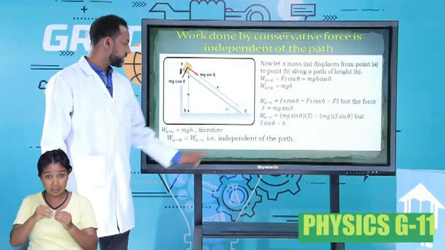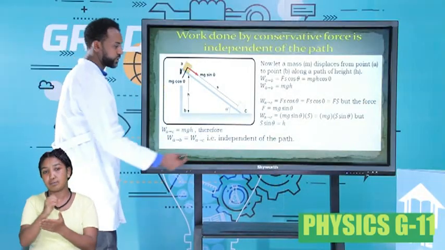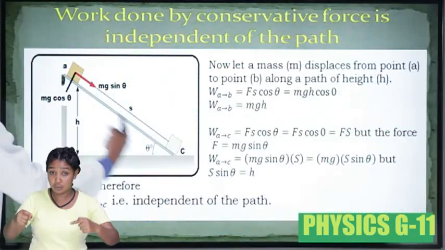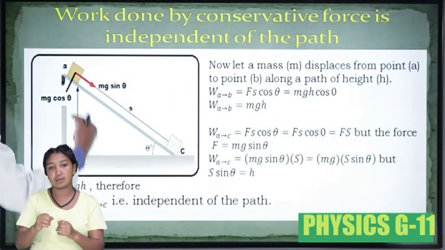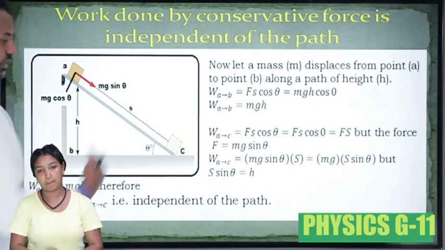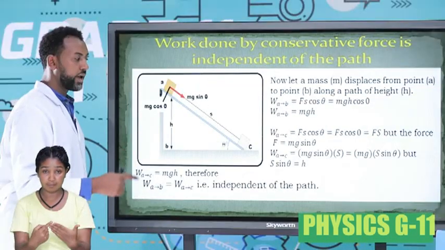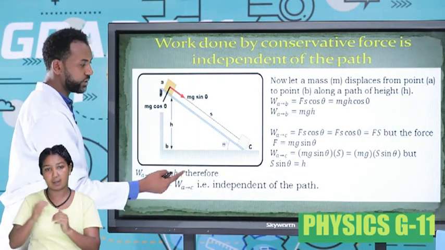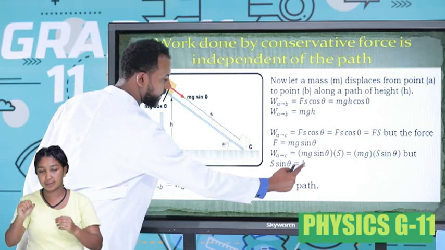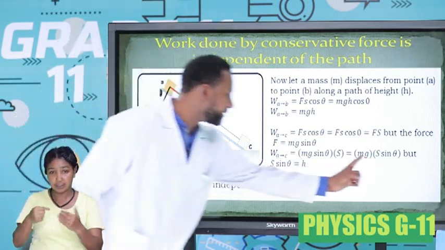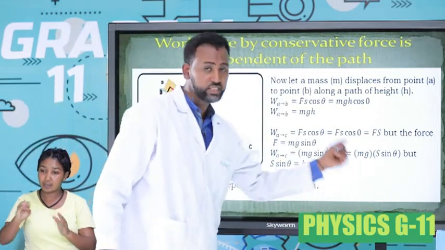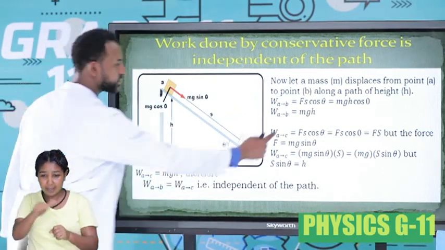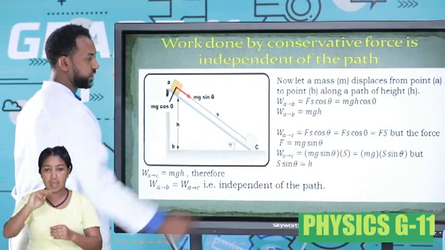In your mathematics lesson, it's possible to take sine and cosine. Sine is opposite over hypotenuse. Therefore, sine theta is opposite h over hypotenuse s. Therefore, h is equal to s sine theta. When you crisscross, we can have s sine theta as h. Therefore, instead of writing s sine theta, it's possible to resubstitute it as h. Therefore, we find the same expression as this one, mgh.